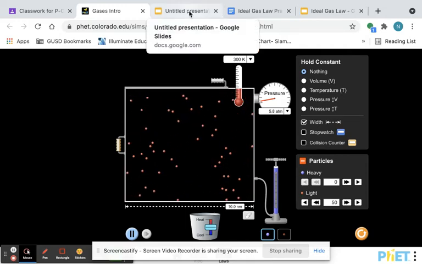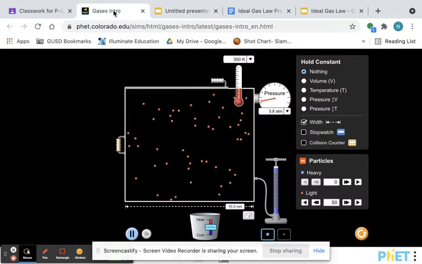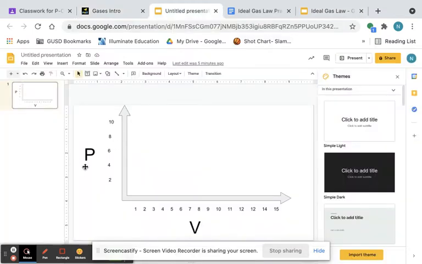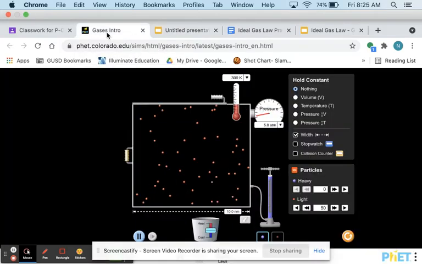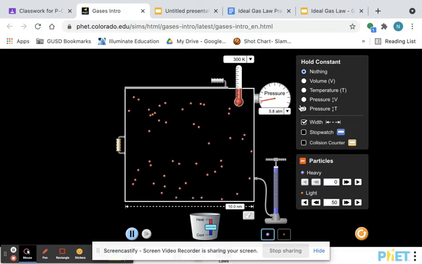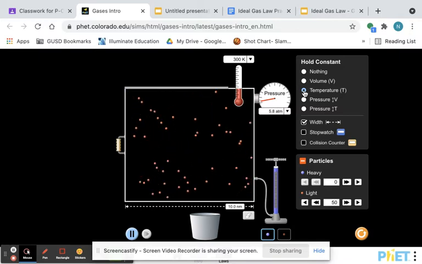When we make our graphs, we are going to want to label our sides and then use a scale that's appropriate so that we could plot our points really nicely. If I'm measuring the relationship between pressure and volume, then between pressure, volume, and temperature, I want to keep the one that I'm not plotting constant. So that's what I would be doing up here in that top corner. I'm not plotting temperature, so I'm going to click temperature to keep that constant.